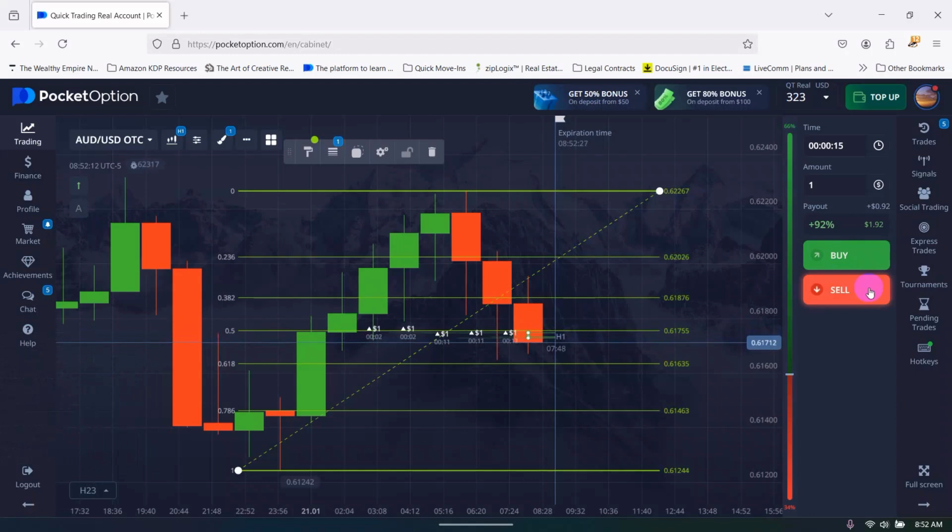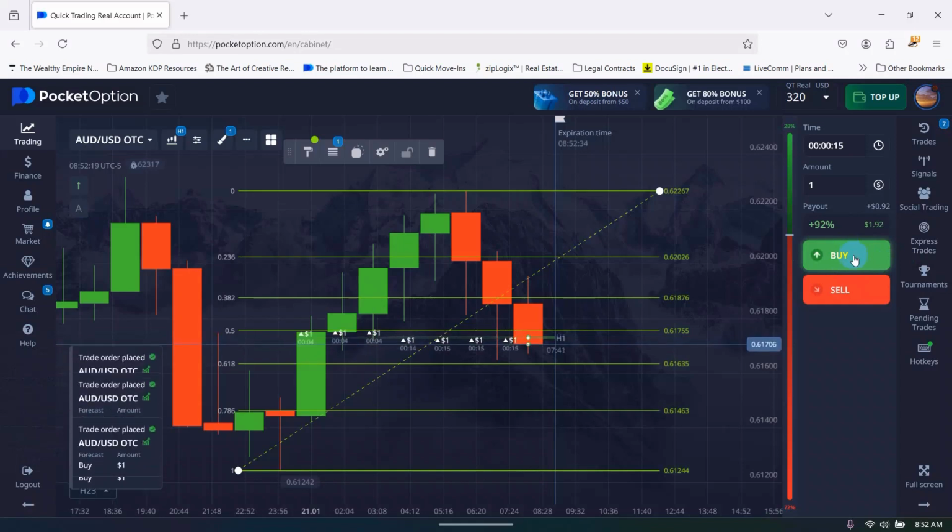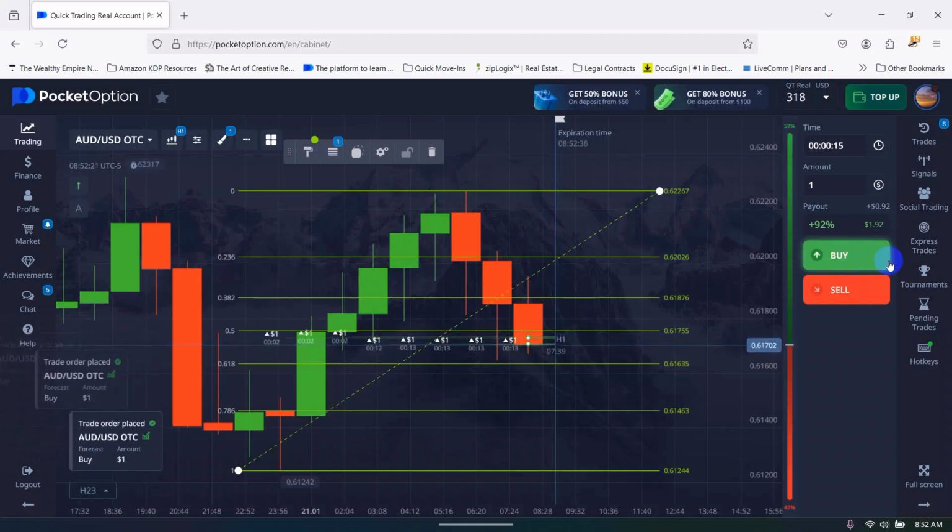Alright, so it is pushing down even further. We're at 323. Alright, so that's it. If these don't go, then we're gonna stop.